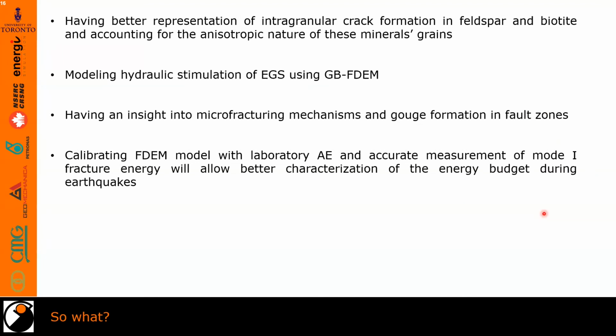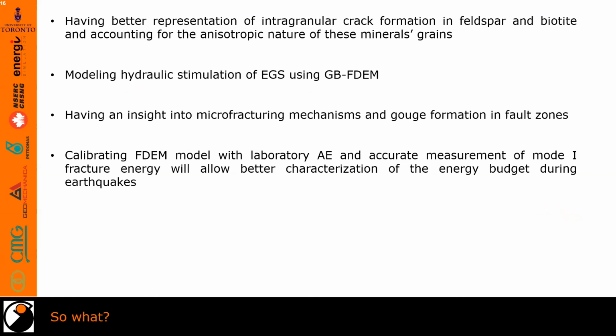So how can we benefit from this study? As we see, modeling cleavage minerals provides a better representation of intragranular cracks within the grain bodies, and it also accounts for the anisotropic nature of these grain minerals. By coupling these grain-based models to thermal and hydraulic models, we will be able to capture different thermo-hydro-mechanical processes in geothermal reservoirs, such as hydraulic stimulation of engineered geothermal systems and injection-induced seismicity in nearby faults. Also, accounting for the anisotropic nature of grains will give insight into gouge formation and friction evolution along the fault planes in the crust. And in parallel, we can implement more sophisticated friction models in FDEM simulations.